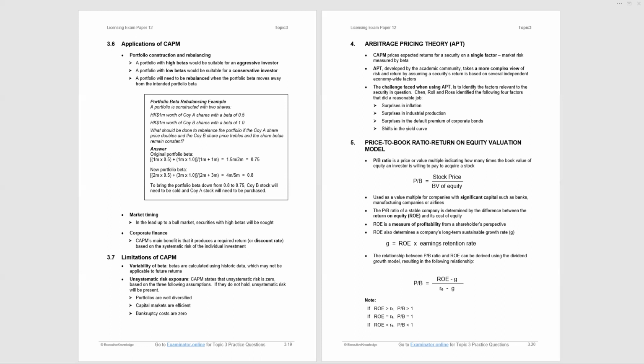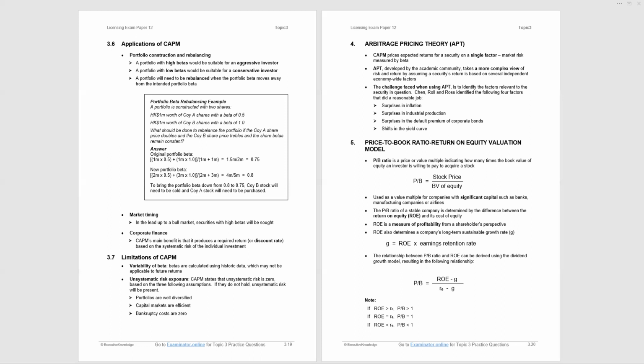Now, the relationship between price to book ratio and return on equity can be derived using the dividend growth model. We won't worry about any derivation, but the relationship that results is that the price to book ratio can also be expressed as return on equity minus the growth rate, divided by the required return on equity, I beg your pardon, the cost of equity, RE, the cost of equity less G.